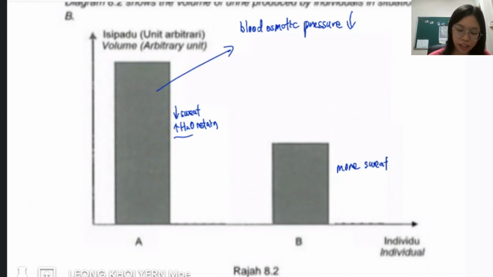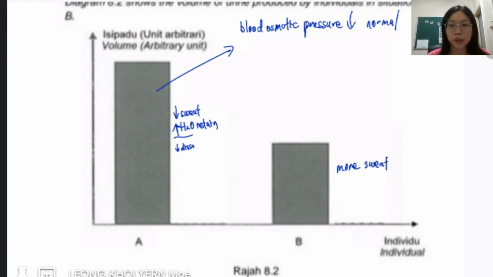So since it has a lot of water inside its body, since it sweats very little, it means it has very little dissolved substance. Since a lot of water dilutes it, the dissolved substance contained inside the body is quite low. That's why less dissolved substance in the body means less blood osmotic pressure, which means blood osmotic pressure is lower than normal range.